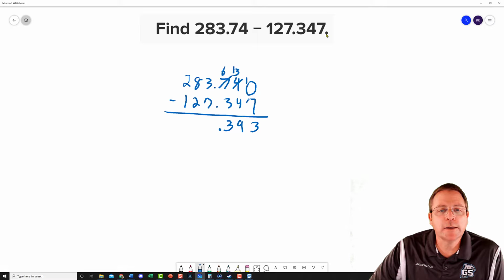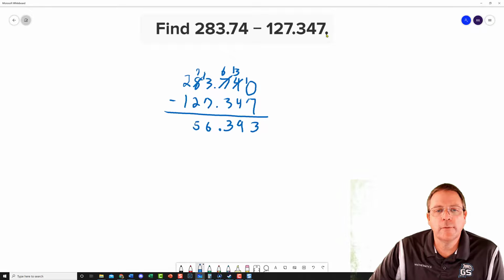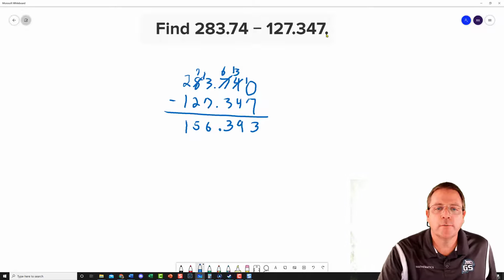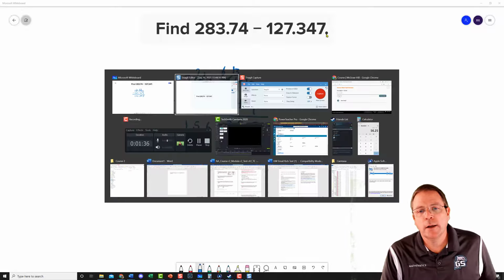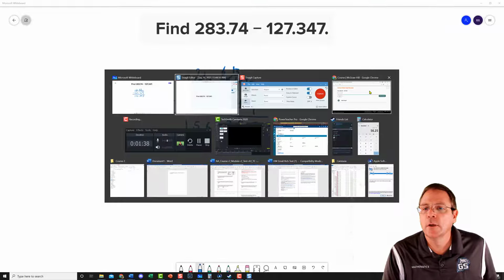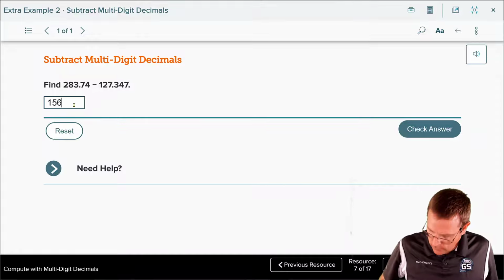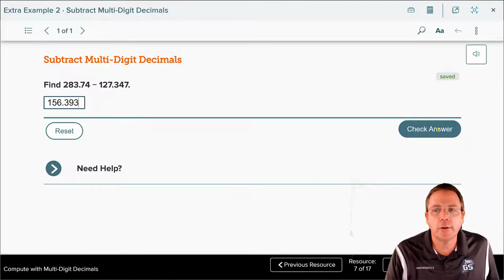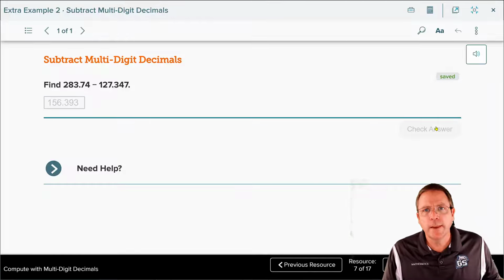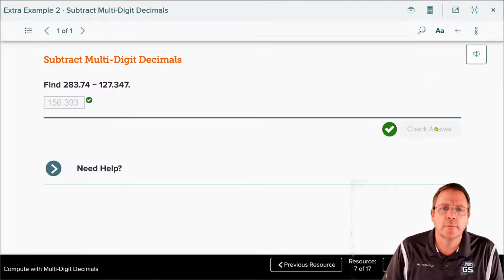And now 3 minus 7, I can't do that. So I'm going to make that a 7 and this a 13. 13 minus 7, that is going to end up being 6. And then 7 minus 2, that's going to end up being a 5. 2 minus 1 is a 2. My decimals are aligned, 156 and 393 thousandths. So I'm going to come back over here, 156 and 393 thousandths. Check your answers. Easy math. Anybody can do this stuff.